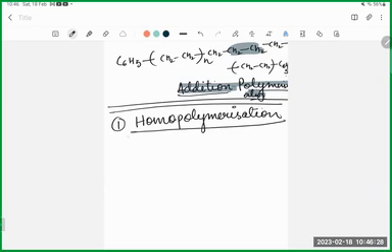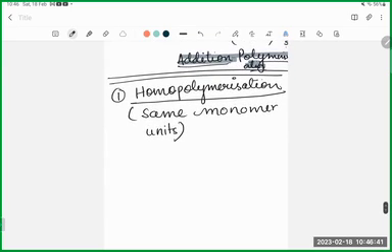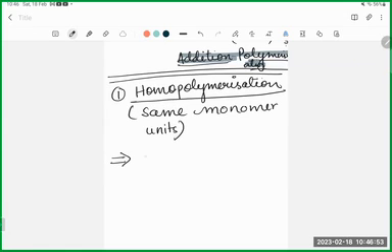So in this, I will say same monomer unit. That's the reason we call the process homopolymerization, correct? So in addition polymerization, when the polymer contains a large number of the same monomer unit, the process will be called homopolymerization. What will be the example over here? Polyethylene.